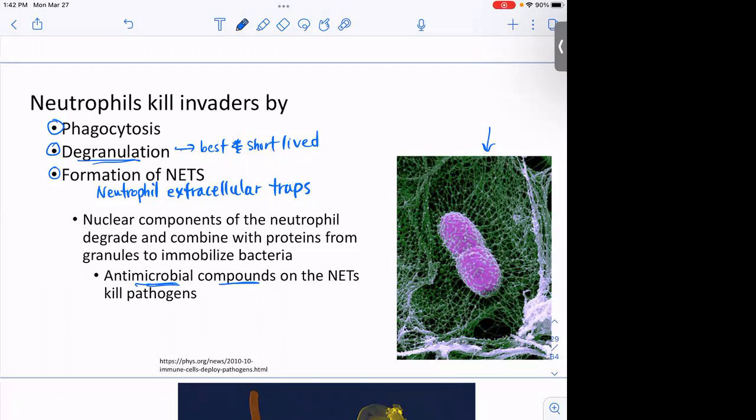Yes, so that netting is actually the DNA of the neutrophil. And if it can immobilize the pathogen, then it can't invade deeper into the host. So immobilize it, and then other aspects of our immunity can maybe finish the job.